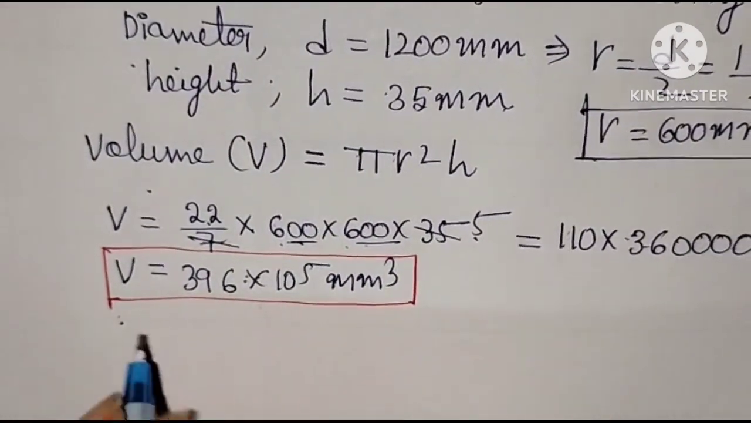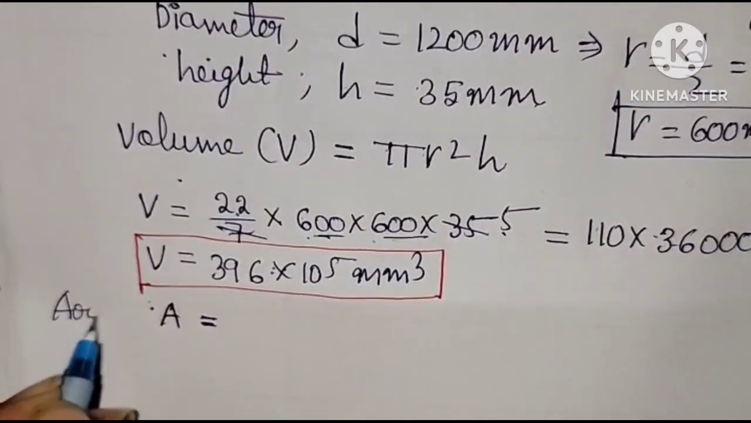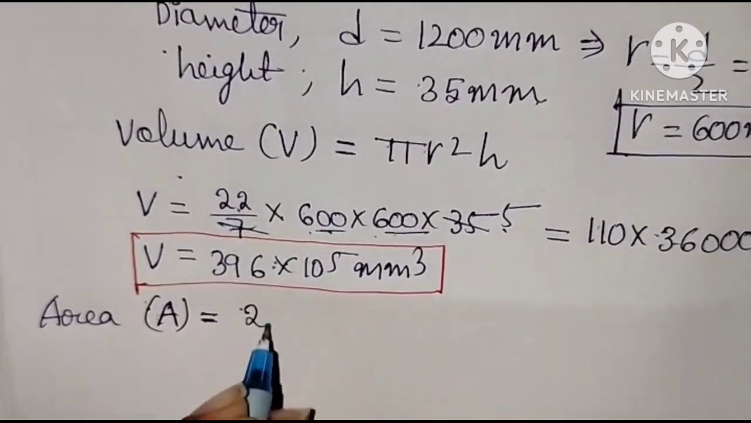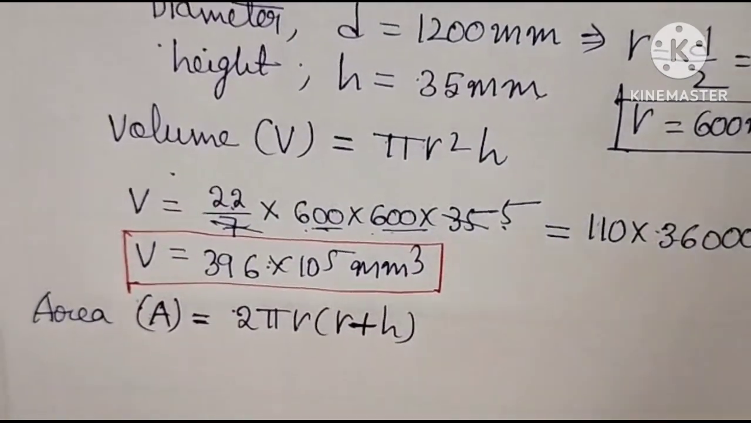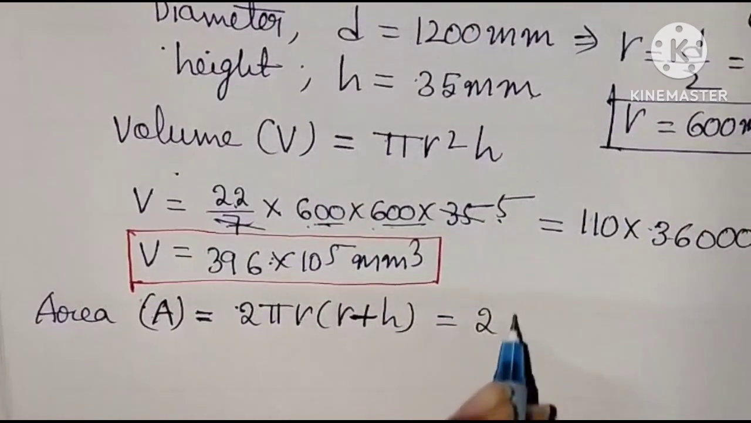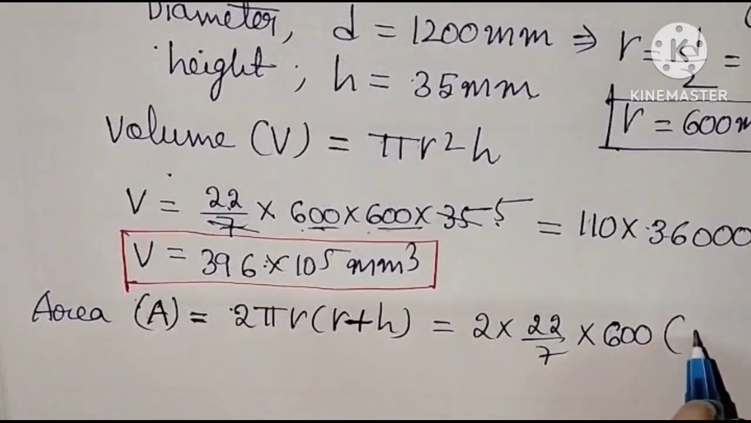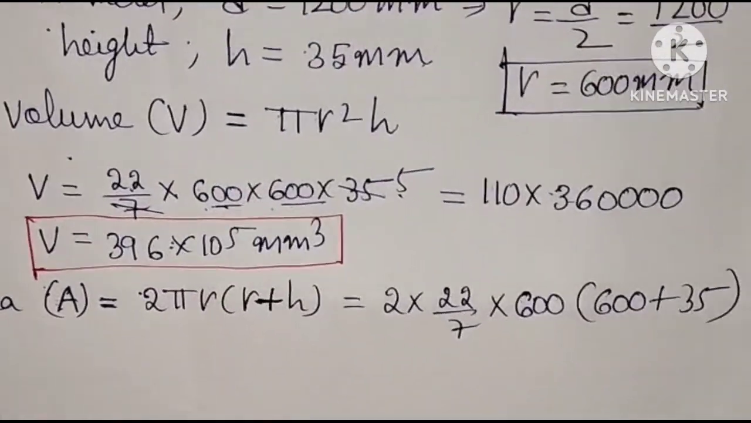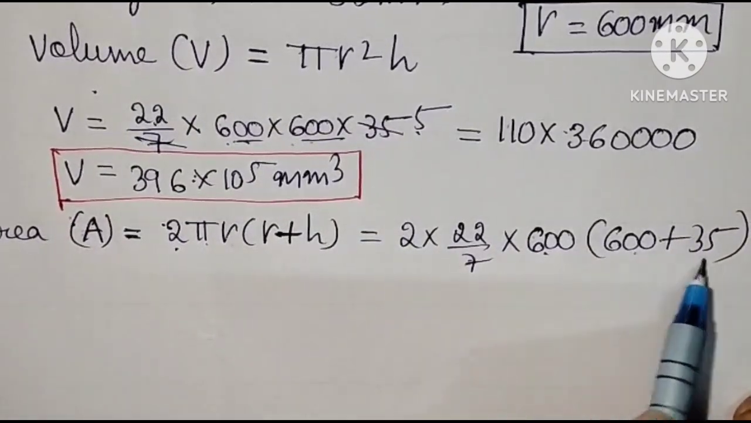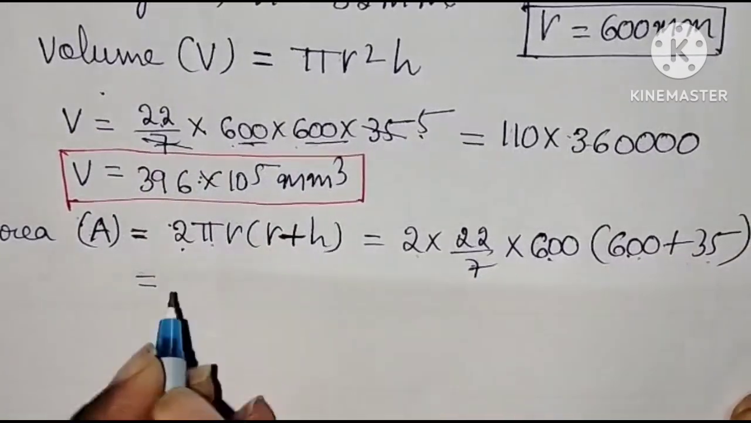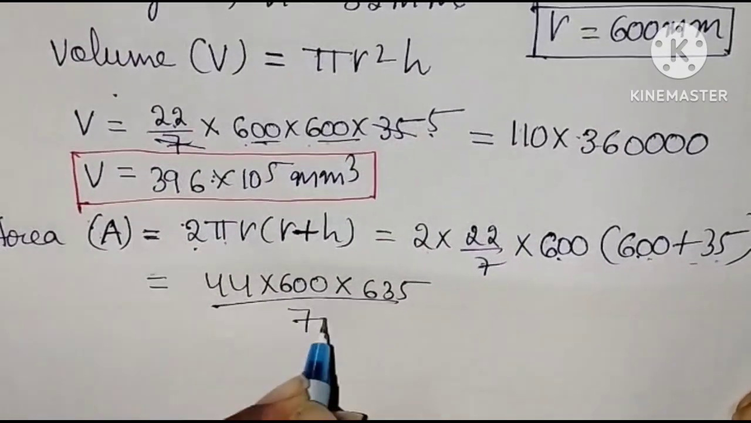Next, the surface area. The total surface area of the casting A is equal to 2 pi r into (r plus h). So the total surface area formula is 2 pi r (r plus h). That is 2 into pi value 22 by 7, into radius 600, into (600 plus the height of the casting 35). Let us simplify further: 2 into 22 is 44, into 600 into 635, whole divided by 7.